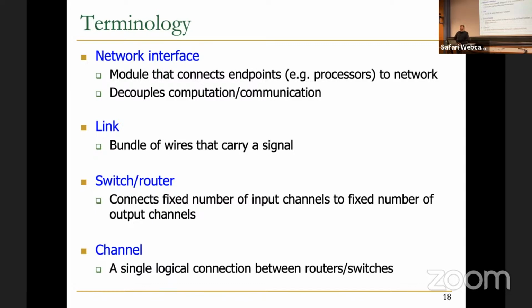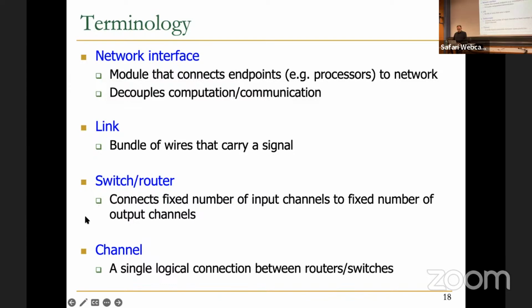You also have a link, which is a bundle of wires that carry a signal. Essentially, when you connect two routers, or a processor to a router, you call all these bundles of wires a link. Links can be several wires. They can be 8 wires, 128 wires, or 256, for example. There are many versions of that, depending on your cost and the way that you design your router or your network.